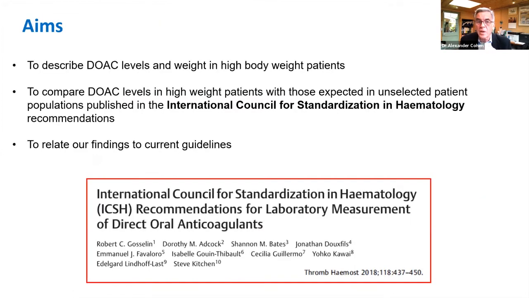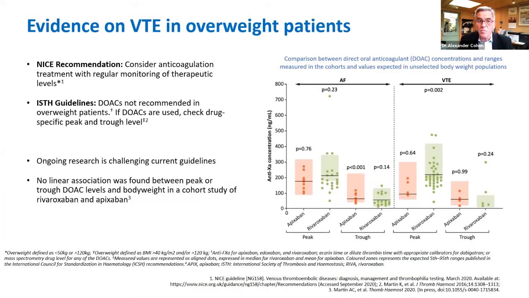And we wanted to compare. Our hypothesis was to look at the DOAC levels, because that's what the guidance said to do, and compare them to the International Council for Standardization comparators and just see where we are with respect to what would be expected. And we did that knowing that NICE recommended regular monitoring now on the basis of the ISTH guideline, and NICE have still gone for the over 40 BMI and over 120 kilograms in body weight.